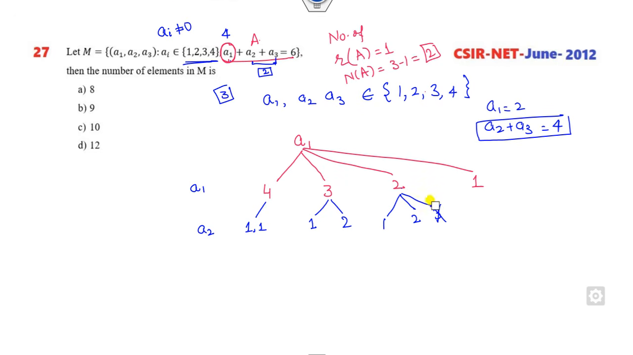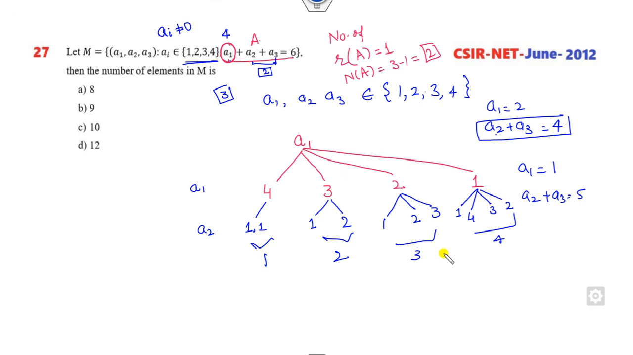It is possible also. If it is 3, then the other value will be 1 as well. If you take A1 as 1, what are the choices for A? What is A2 plus A3? It will be 5. So what is that? It could be 4, it could be 3, it could be 2. So how many choices do you have? Or it could be 1. So how many choices do you have? 4, 3, 2, 1. So 4 plus 3 plus 2 plus 1. So 4 plus 3 plus 2 is the right answer of this problem.